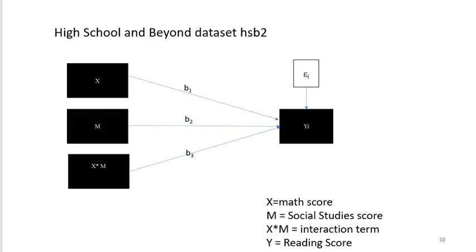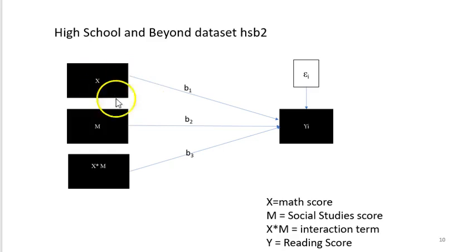So let's say we want to know the effect of the math score on the reading score. So X would be the math score and Y is the reading score. And we want to know if this is moderated by the social studies score. So for different levels of social studies scores, is the effect of the math score different? That's kind of interesting. Maybe you should stop and think about that for a second as you're listening to this.